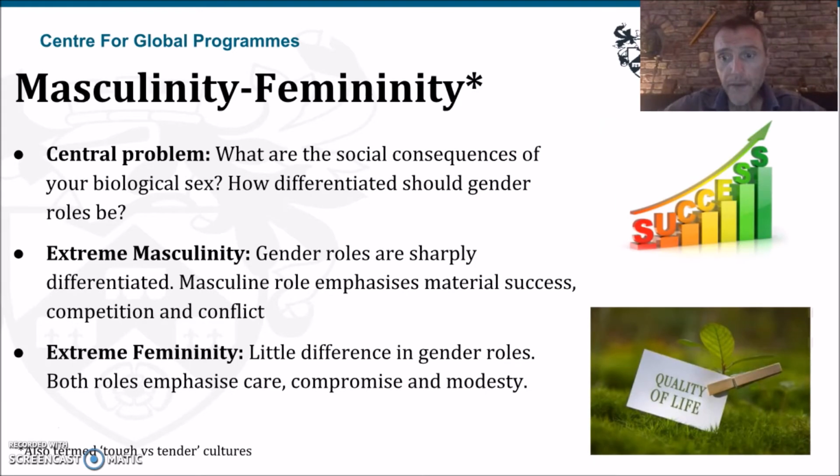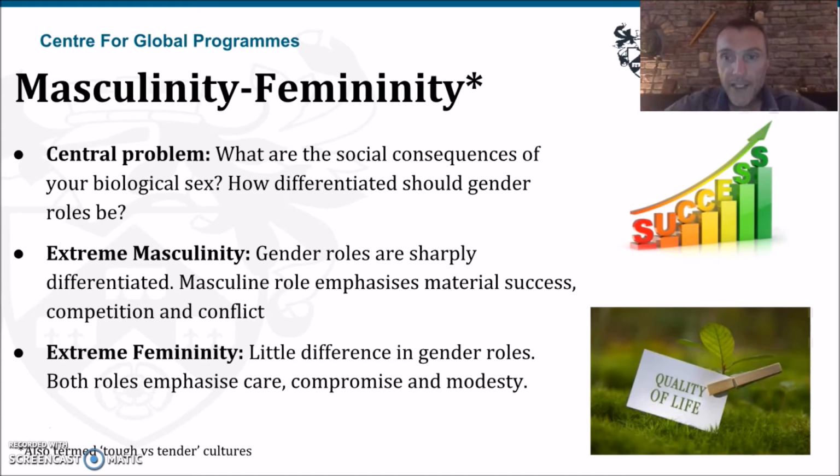Okay, masculinity, femininity. Now, this is quite an unfortunately named orientation. As you can see from the asterisk, it's also termed tough versus tender cultures. The reason that Hofstede named this thus is because it's to do with the central problem here. The central problem is, what are the social consequences of your biological sex, and how differentiated should gender roles be?